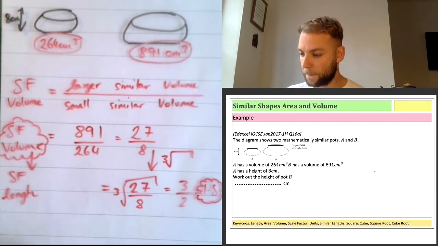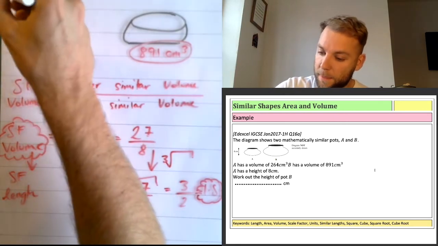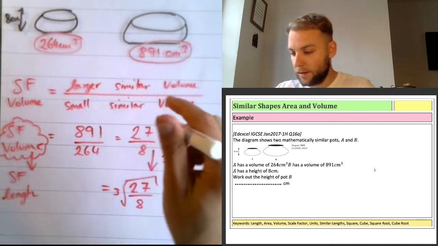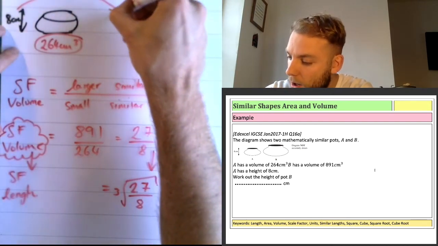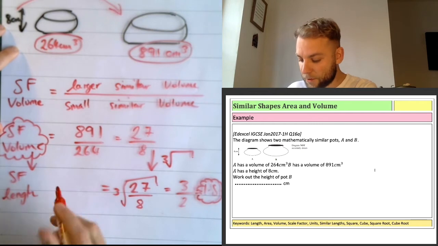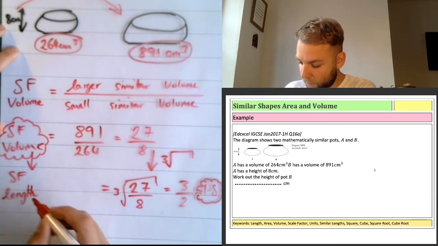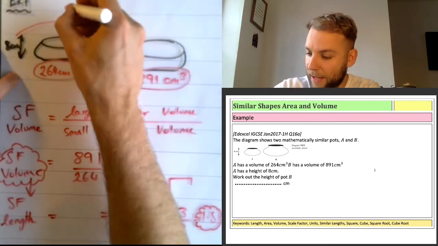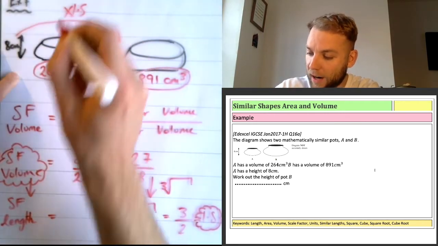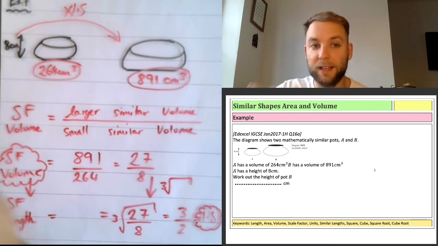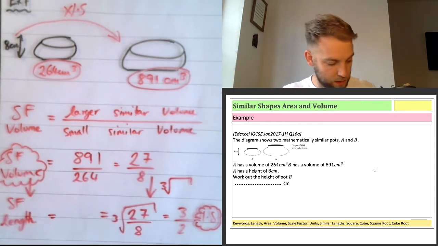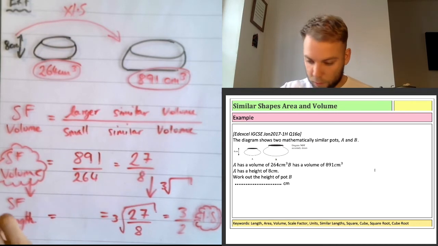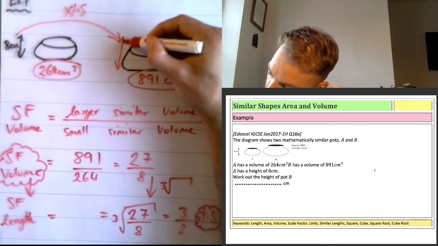So if I know this here is my smaller height, and I want to work out my larger height, I need to times by the scale factor for my lengths, which in this case is 1.5. So it's going to be 8 times 1.5. I'm not squaring it, I'm not cubing it, because I'm dealing with lengths. So 8 times 1.5 is equal to a height of 12.